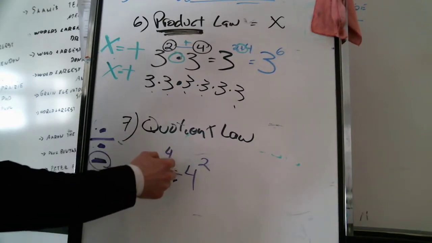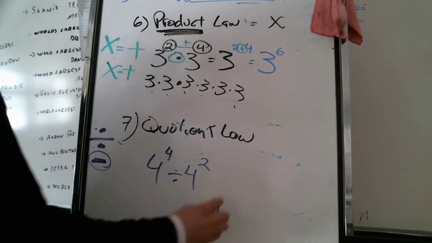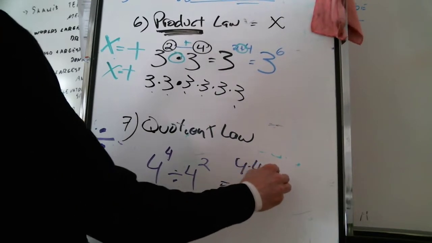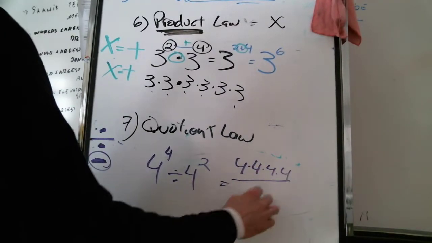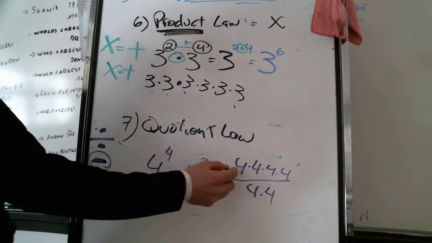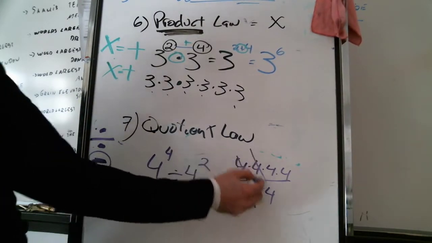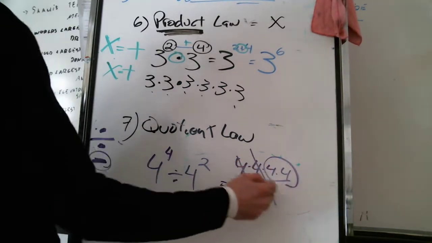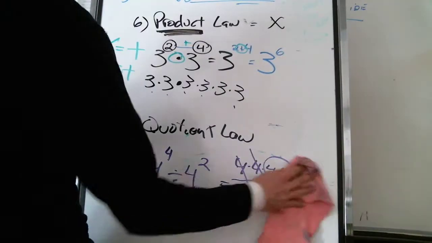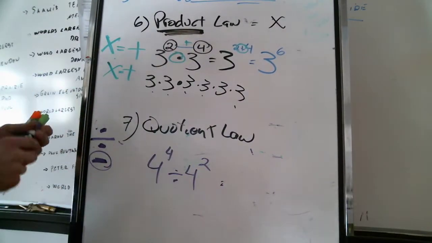So 4 to the 4 divided by 4 squared. Well, let's branch it out again. I have 4 4s on the top. I divide by 2 4s on the bottom. Right? 4 divided by 4 gives me 1, that gives me 1. What am I left with? I'm left with 2 4s. 4 times 4 is the same as 4 squared.